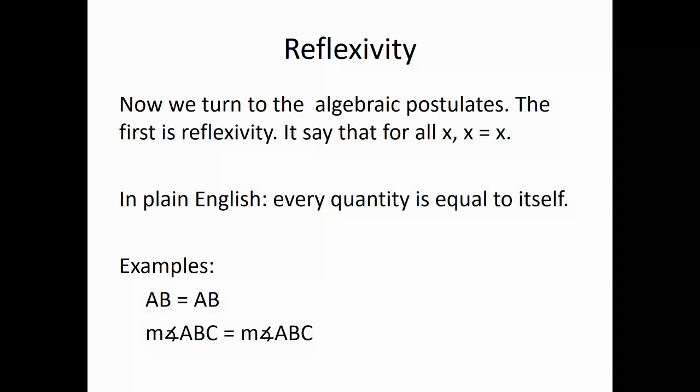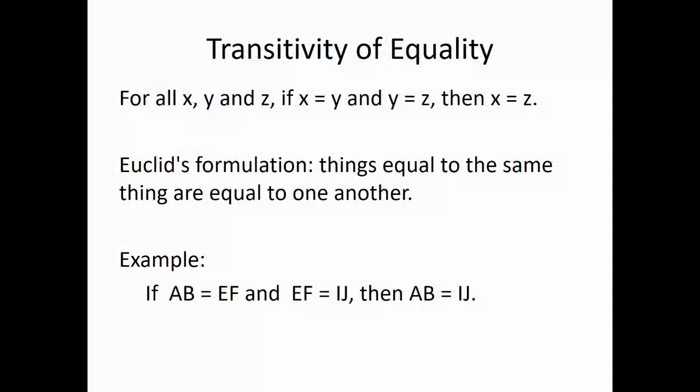Here are examples of reflexivity. The length of segment AB is equal to the length of segment AB. Or if we switch to angles, the measure of angle ABC is equal to the measure of angle ABC. Every quantity is equal to itself.